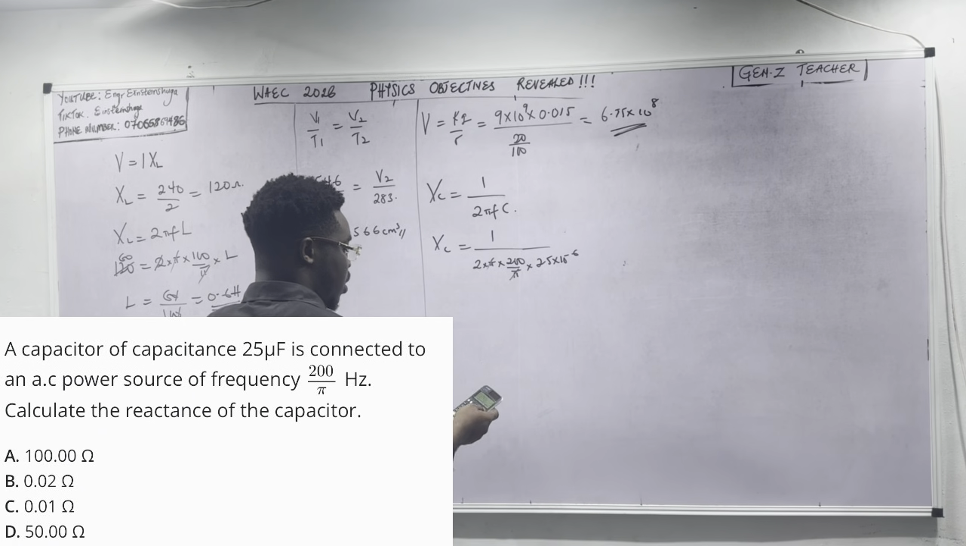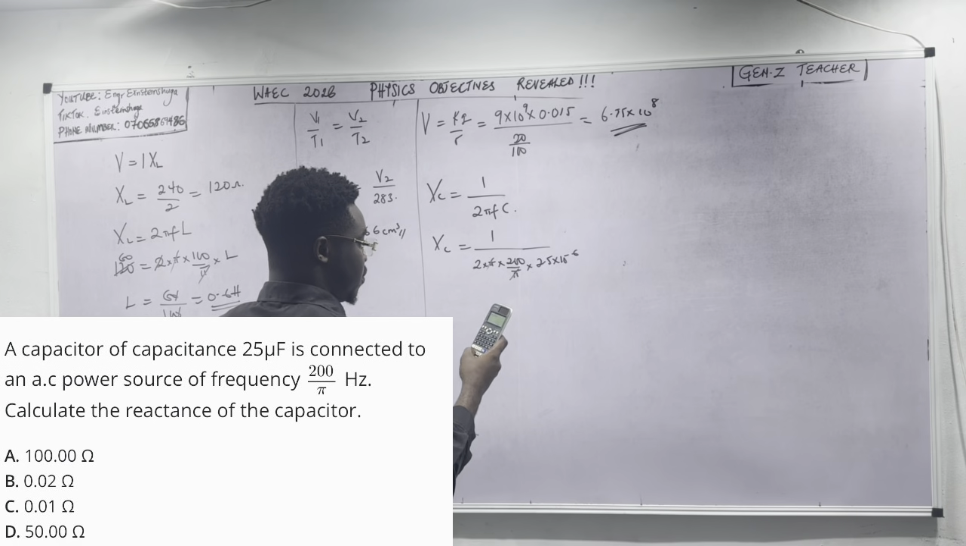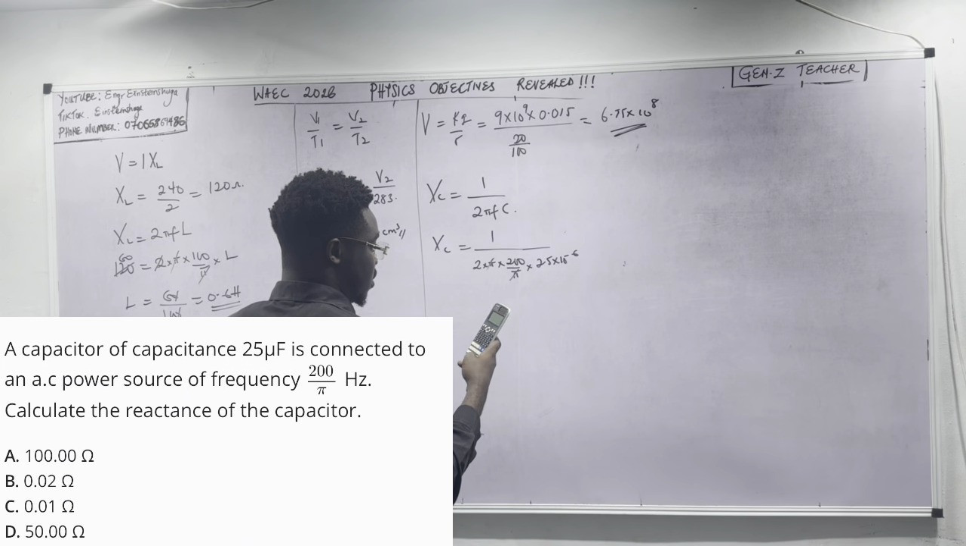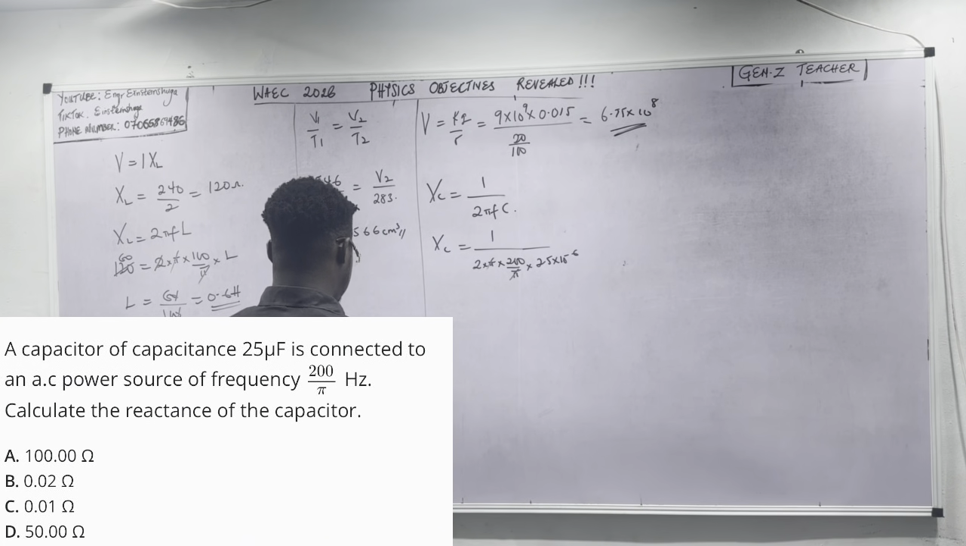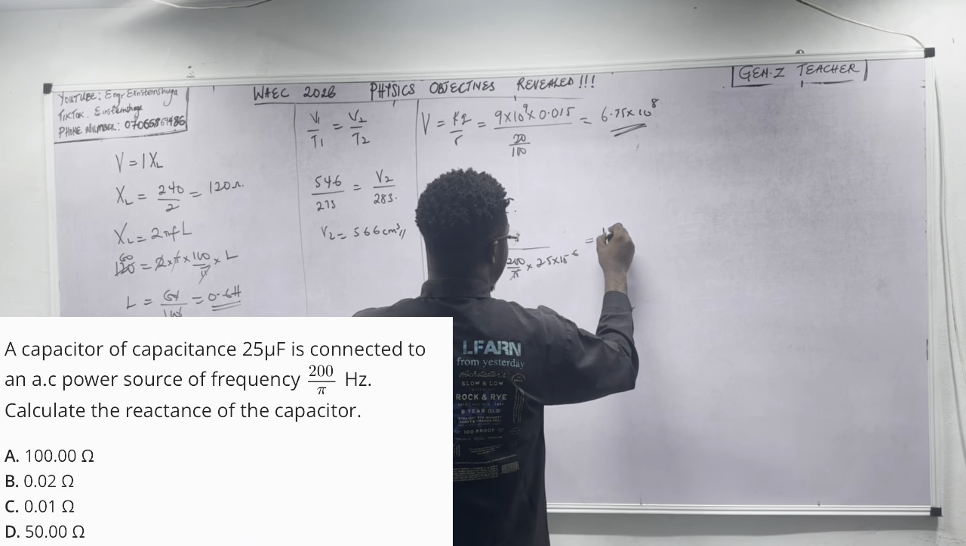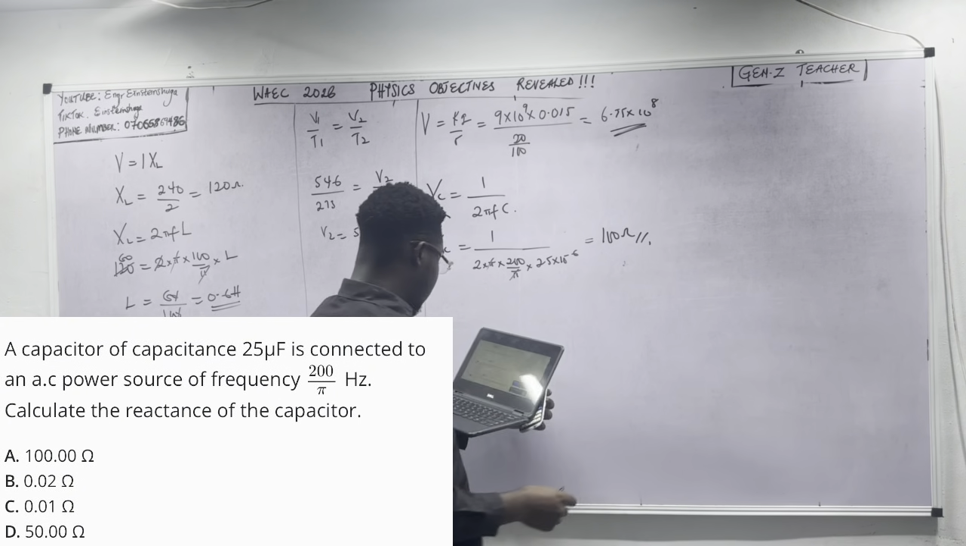So quickly, at the bottom we have 2 times 200 times 25. Okay, we have this as a value times 10 to the power of minus 6 and then 1 over the answer, and that should give you 100 ohms. So the value is 100 ohms, option A.